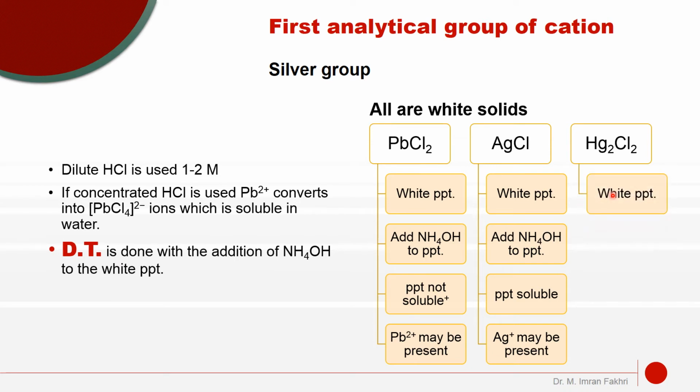If in another experiment, or for other students, someone added dilute HCl into the original solution of salt and has a white precipitate.